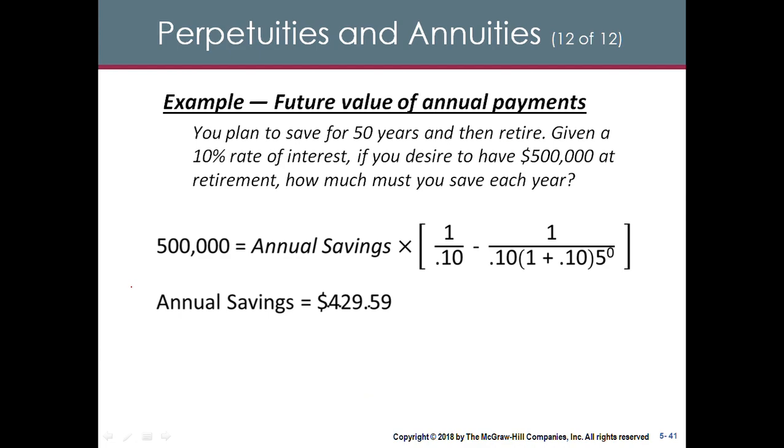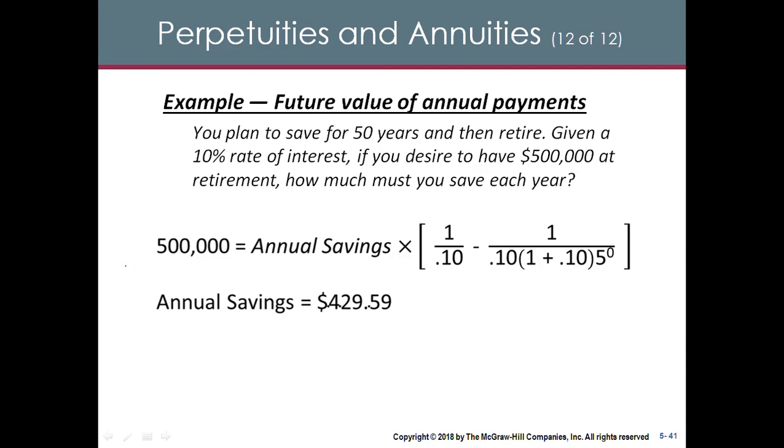Let's take another example. Let's say you plan to save for 50 years and then retire. Given a 10% interest rate, if you desire to have 500,000 at retirement, how much are you going to save every year? Can you see, just like we found, that if any value in the equation is missing, you can solve for it.